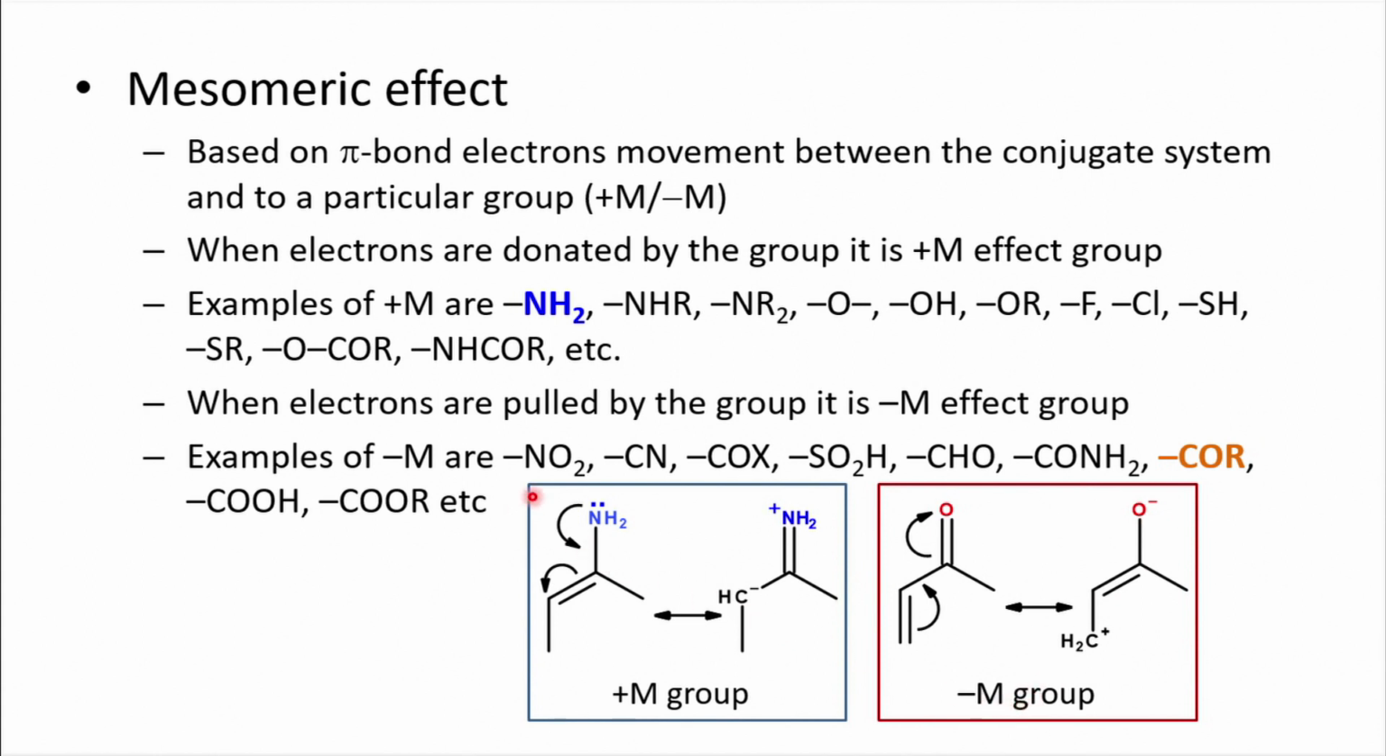Some examples are nitro group, cyano, acid halides, sulfonic acids, aldehydes, amides, COR. That means here we had given a ketone-like group. So, these are some of the examples of minus M effect groups.